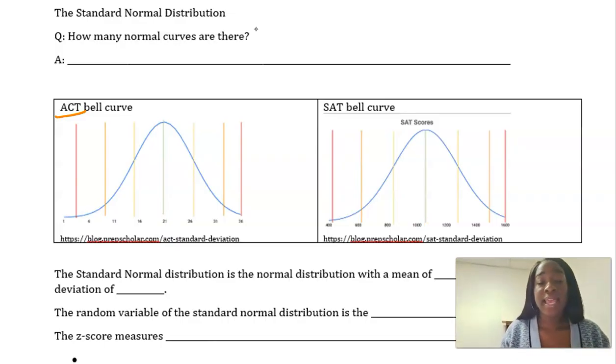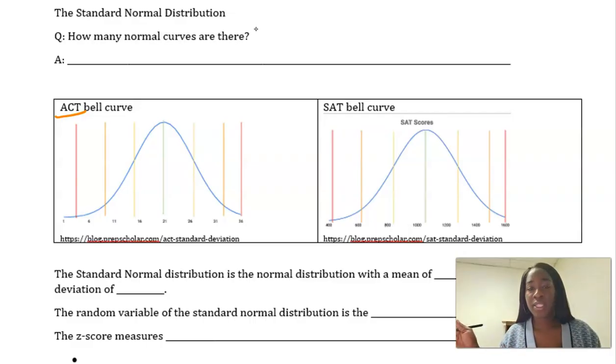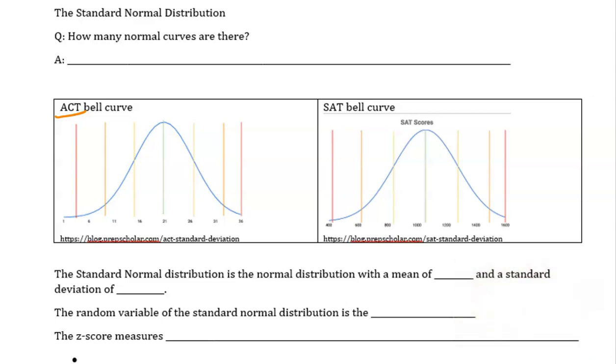But with that said, that brings up the point for the normal curve, because if I can standardize these scores, I can say exactly who did better, a 21 on the ACT or 1,000 on the SAT. I could do that if we had these scores standardized. So to answer this question, how many normal curves are there? There are infinitely many normal curves.